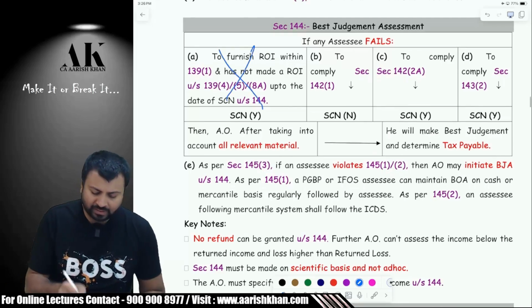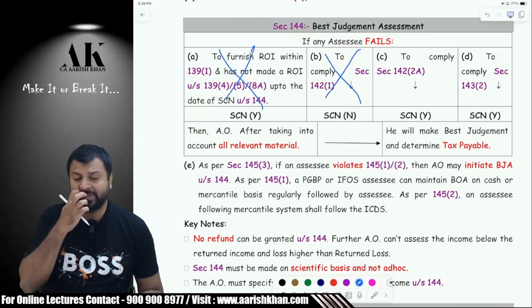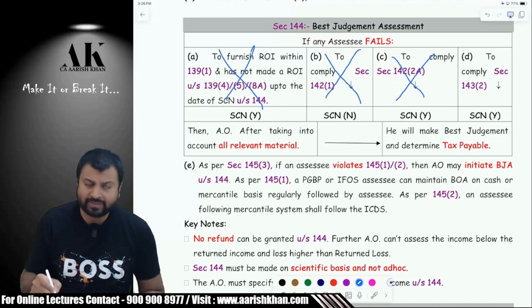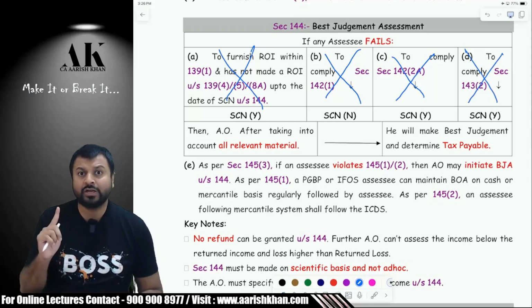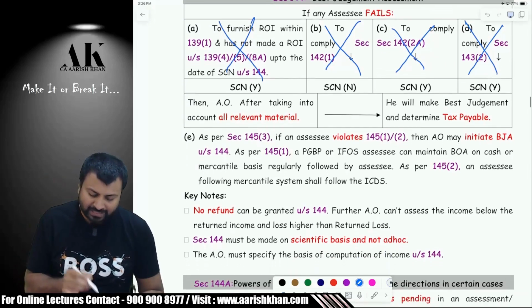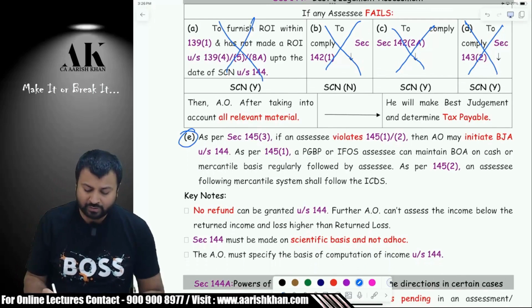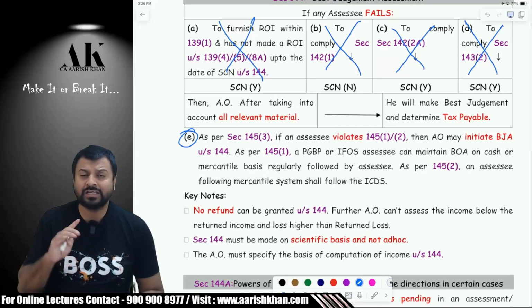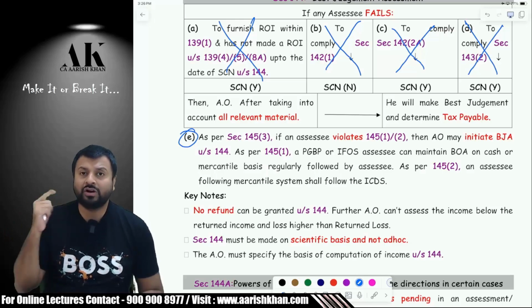If you don't file the return on time, a best judgment assessment can be done. If you don't comply with a 142 notice, a best judgment assessment can be done. If you don't comply with a special audit direction, a best judgment assessment can be done. If you don't comply with a scrutiny notice, a best judgment assessment can be done. And last, which we have done in PGPP, if you do not regularly follow the books of accounts, either mercantile or cash, or if you do not follow ICDS.